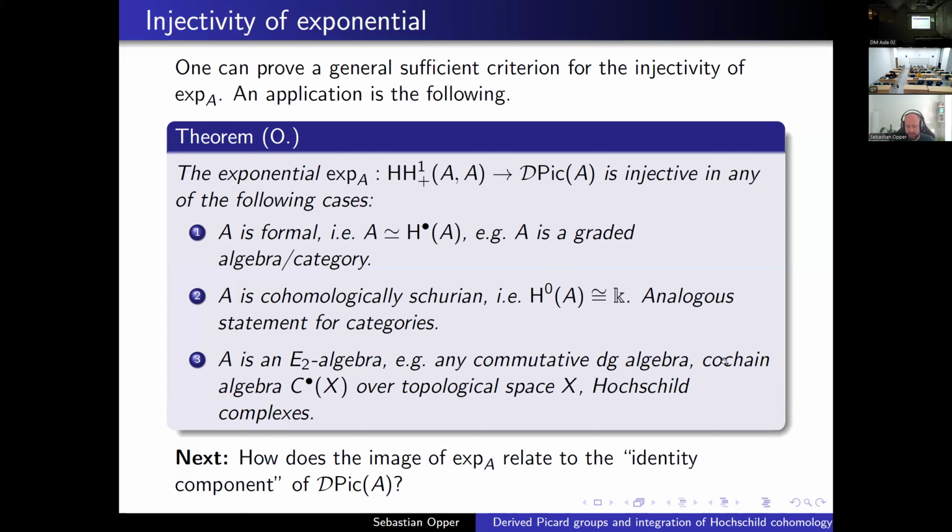But now what I want to talk about is how the image of the exponential relates to, well, this was the whole idea, right? The exponential recovers part of the identity component of the derived Picard group. At least that's the slogan we want to follow. It's hard to say in general what identity component even means. We need a very flexible definition. But okay, we can heuristically start to think about this and see where we get.